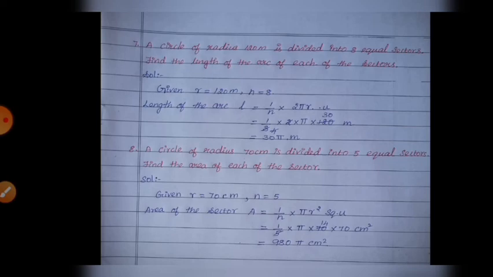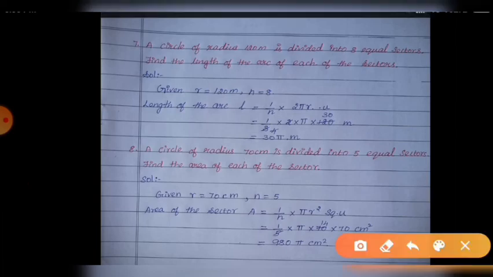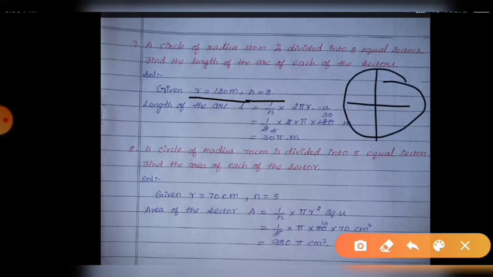Next one, 7th. A circle of radius 120 meter is divided into 8 equal sectors. Find the length of the arc of each sector. What is given? R is equal to 120 meter. N is equal to 8. This circle is divided into how many parts? 8 equal parts. 1, 2, 3, 4 on this side, 4. 8 equal parts.